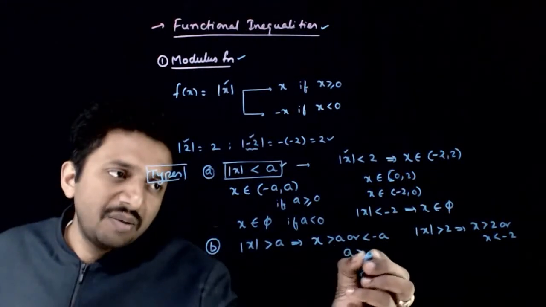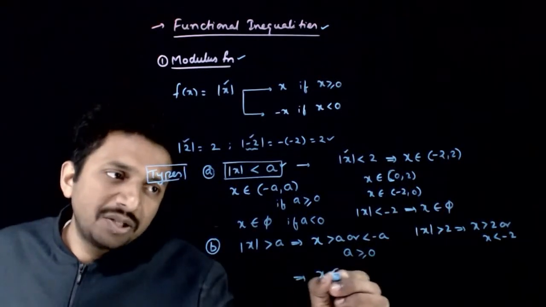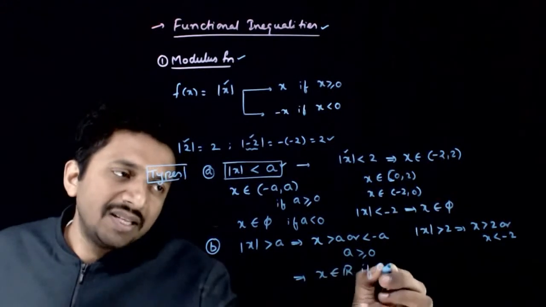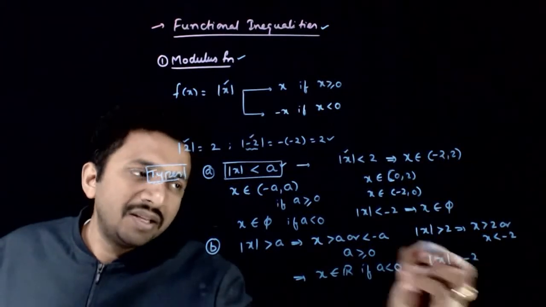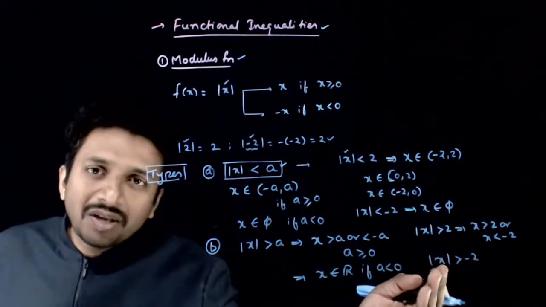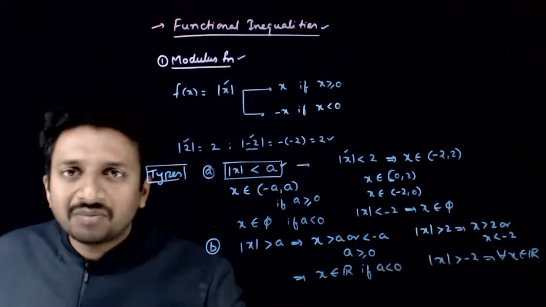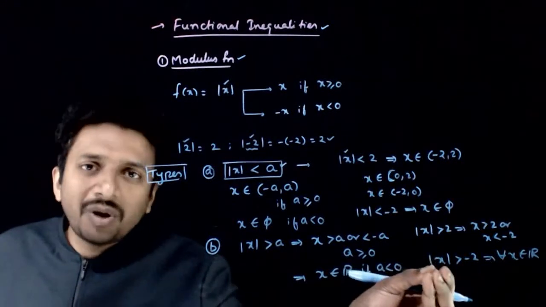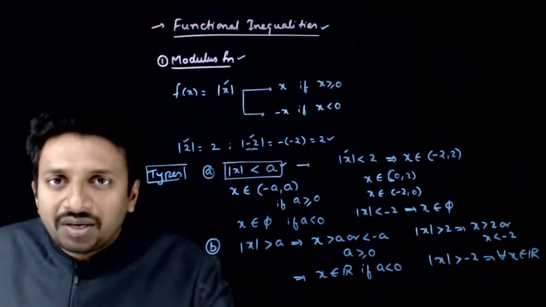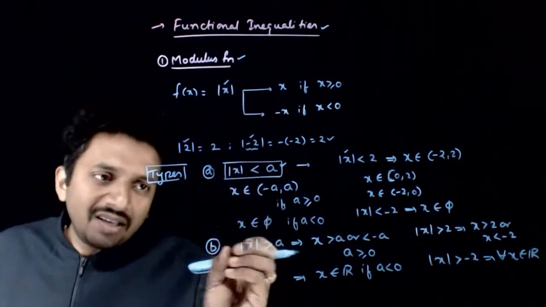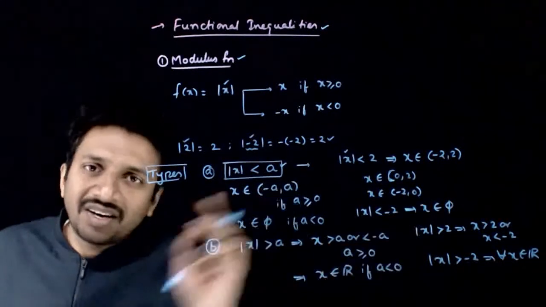So if a is positive, that is the result, and if a is negative, x belongs to real numbers. If I say mod x is greater than minus 2, mod x will be greater than minus 2 for all x belonging to real numbers, because mod x is always positive, and every positive number is greater than minus 2. So I hope you have understood the first two types of inequalities: mod x is less than a, mod x is greater than a. Mod x is less than 2, mod x is greater than 2, for example.